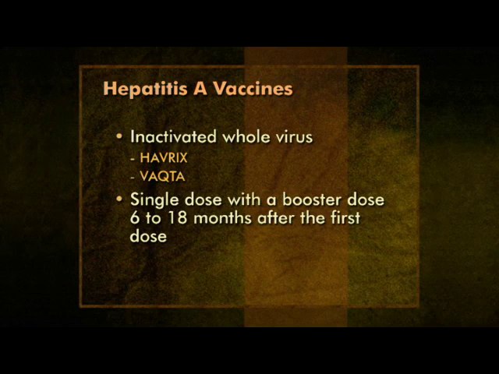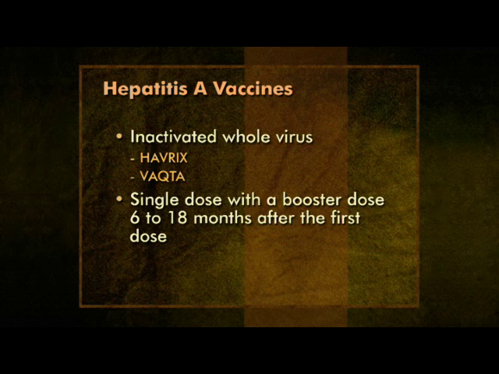Hepatitis A vaccine was first licensed in the United States in 1995. 2 hepatitis A vaccines are now available. Both vaccines are inactivated whole virus vaccines. Havrix is GlaxoSmithKline's vaccine. Vacta is produced by Merck. The vaccines are considered equivalent and interchangeable.